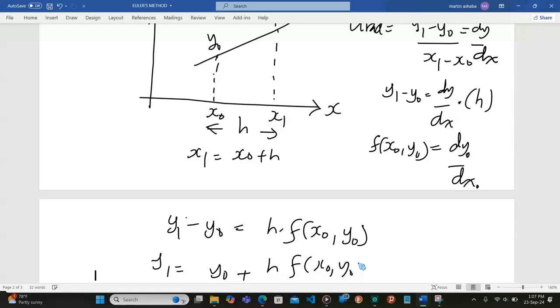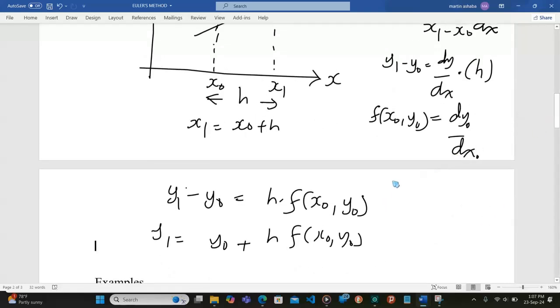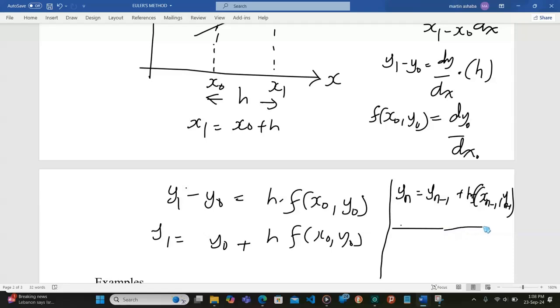So now, if we talk about any value, for example y n, and we are looking for the solution at the nth step, this is going to be y n minus 1 plus h times f of x n minus 1 and y n minus 1. That will be the solution of the ordinary differential equation according to Euler's method.